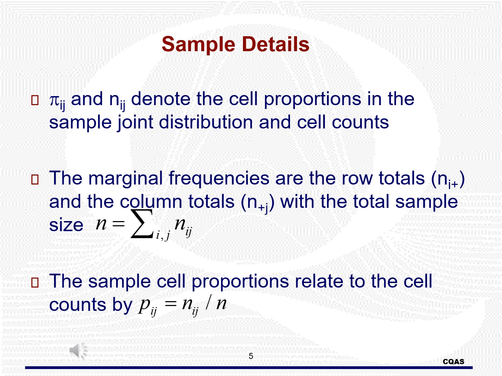The sample joint probabilities are determined by dividing the cell counts by the overall sample size. This assumes that the sum of all of the n sub ij equals the overall sample size. The sample marginal probabilities are determined by dividing the specific column or row totals by the overall sample size. This also assumes that the sum of the marginal totals equals the sample size.